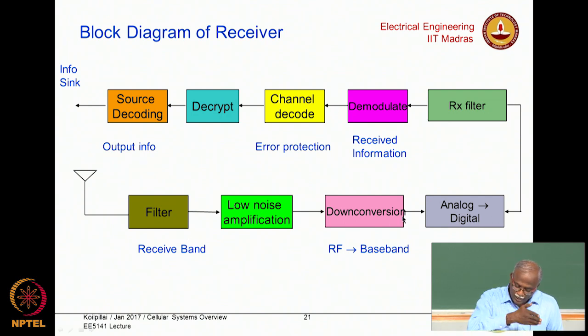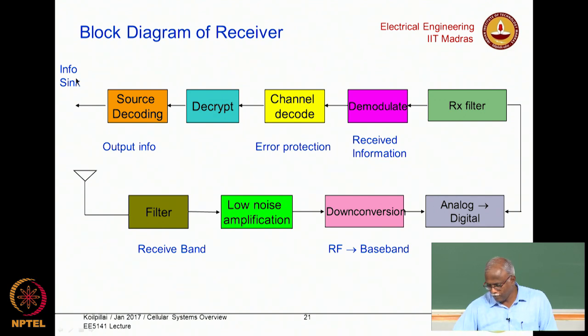Convert it back from RF to baseband, either in one step or in multiple steps, heterodyne or homodyne receivers. Convert it into digital, pass it through a matched filter. So if you used a square root raised cosine at the transmitter, a matched filter will give you the best SNR, and then you would do the demodulation, extract the information, remove the channel coding, get only the information that you are interested in, undo the encryption, and then re-encode the information so that you can then play it back.